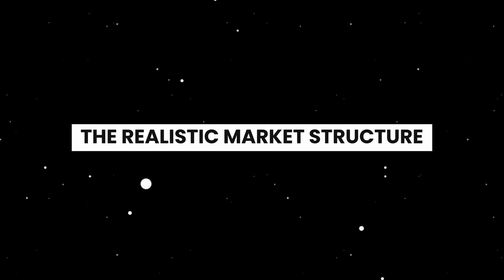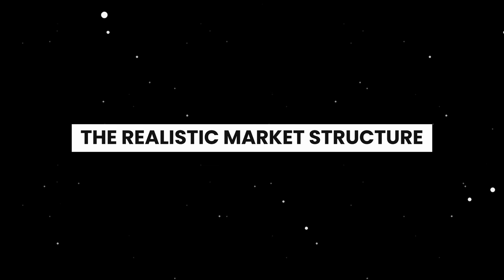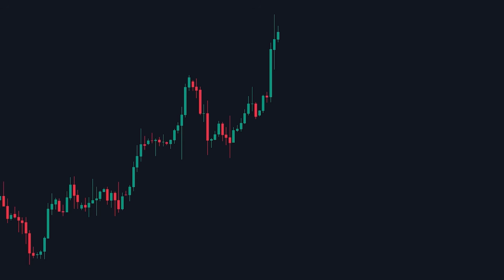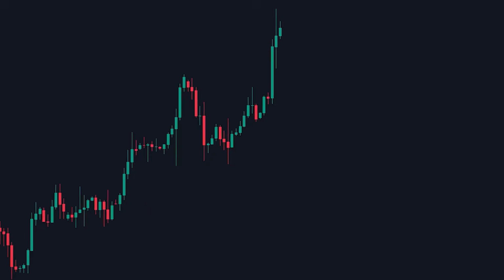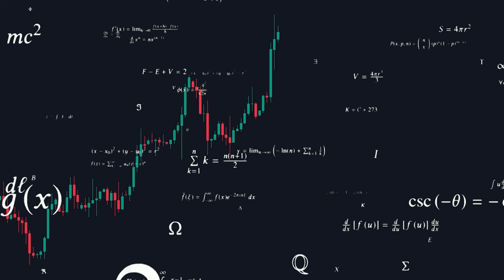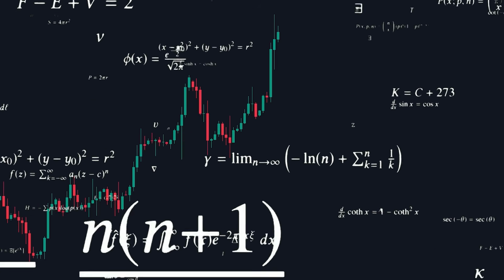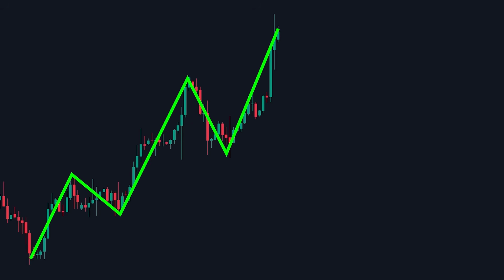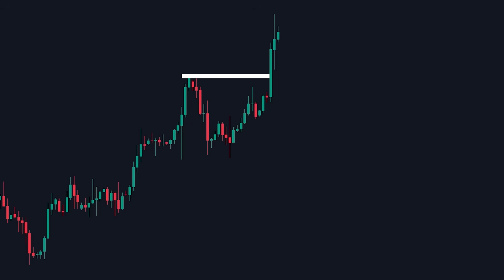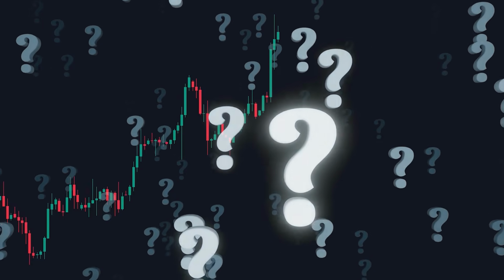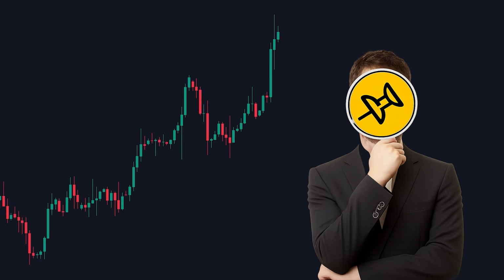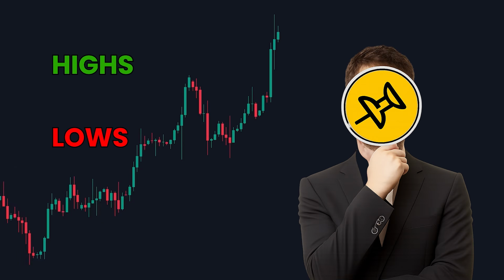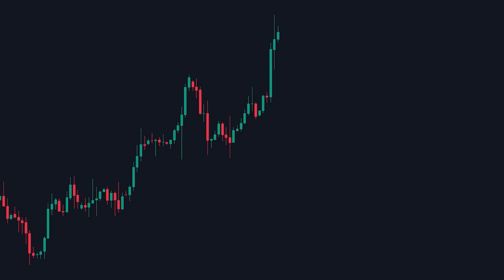This brings us to what I call the realistic market structure. This is what you'll actually see on your charts day after day. Let me walk you through exactly how to navigate these more complex scenarios like a professional trader. Picture this. Price has been moving higher and suddenly breaks the previous highs to the upside. Now comes the million-dollar question. How do you identify which highs and lows are actually major structures versus just internal noise?